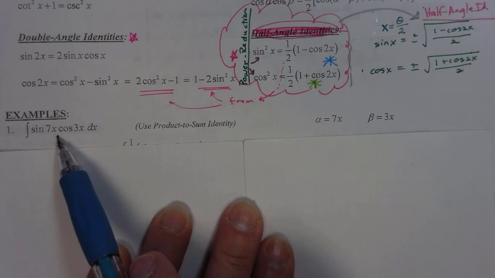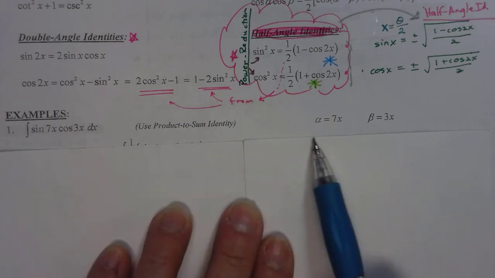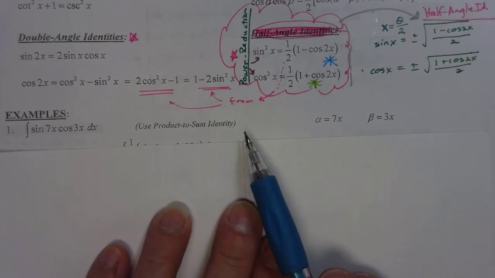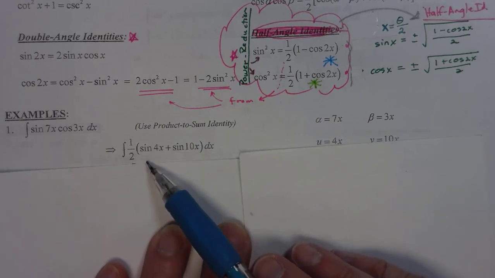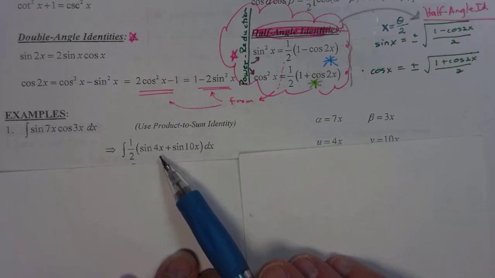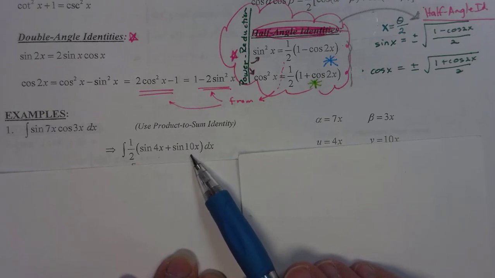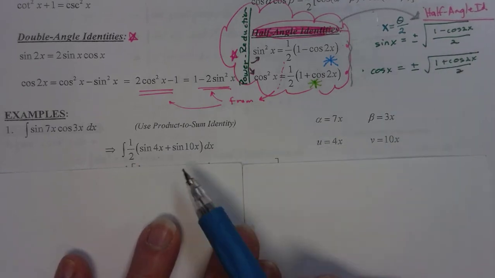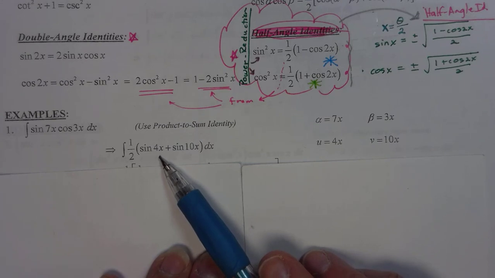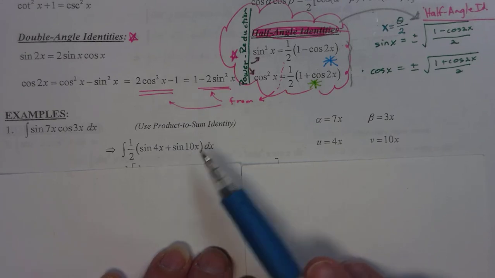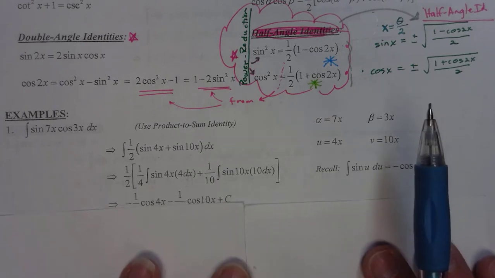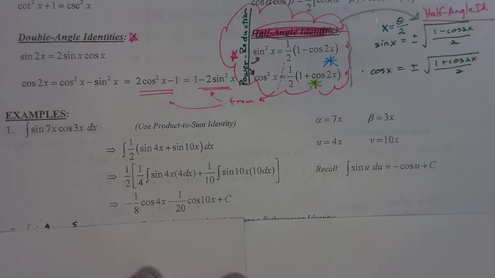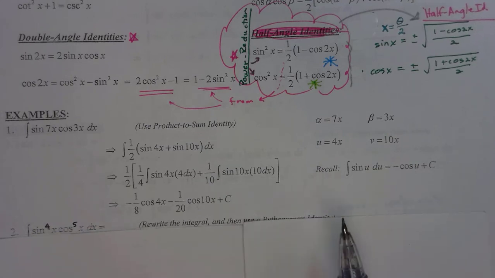So I'm going to let my alpha be 7x, my beta be 3x, and using our identity from above that sine alpha times cosine beta is 1/2 [sine of alpha minus beta plus sine of alpha plus beta]. And now I'm going to let my u be 4x and my v be 10x and write two separate integrals and get them in the right form so that I can anti-differentiate nicely. You might need to ponder this a while.